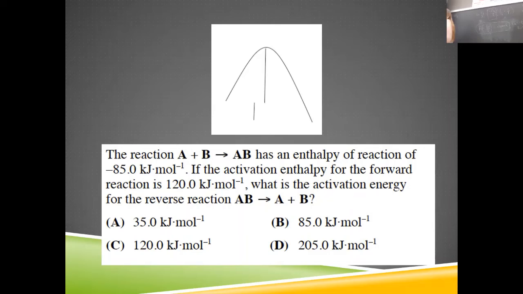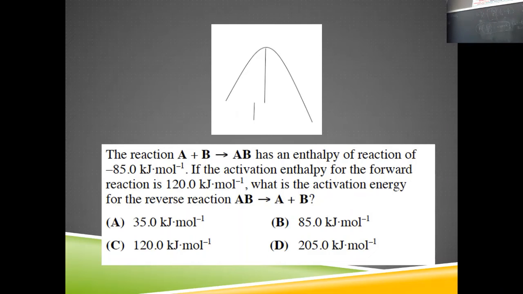So in order to get the reverse activation energy, starting from here to the top of this hill, what am I going to do with those numbers? Basically add them, but remember, since it's a negative 85, you make it add a positive. So we'll have the 120 plus 85 will give me the 205. That's how we get that answer.